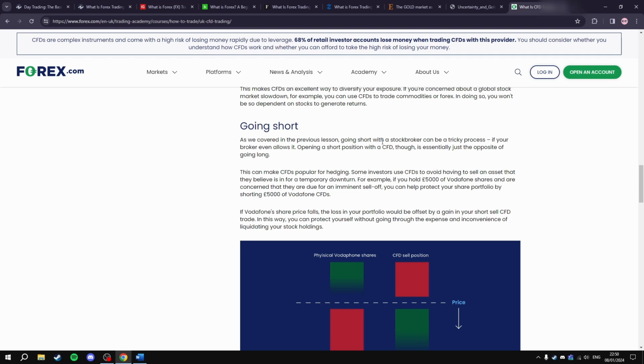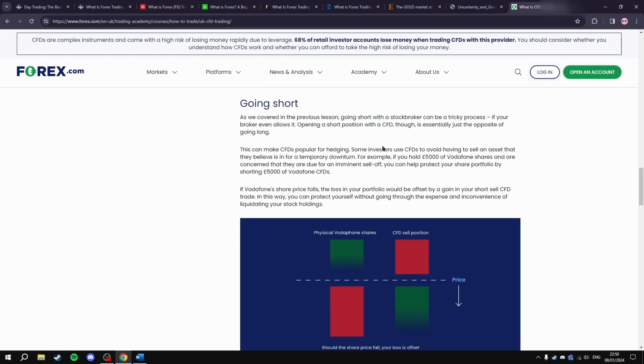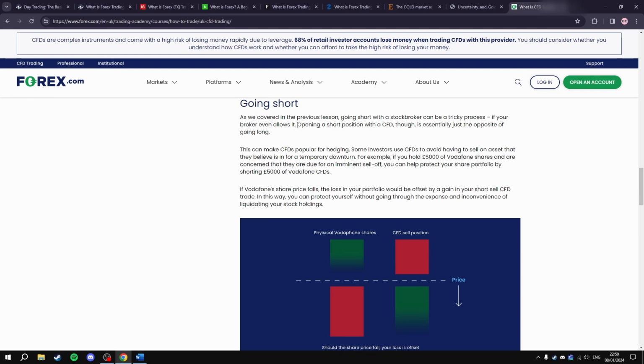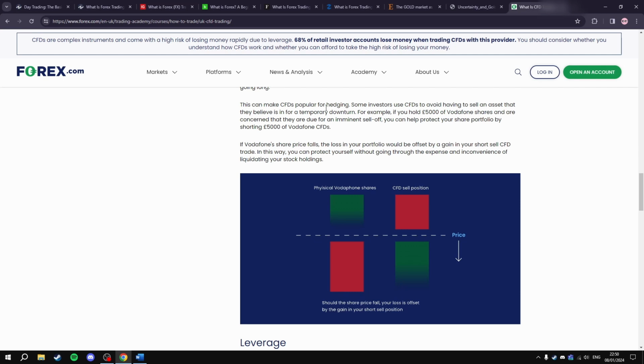Going short. As we covered in the previous lesson, going short with a stockbroker can be a tricky process, if your broker even allows it. Opening a short position with CFDs, though, is essentially just the opposite of going long. This can make CFDs popular for hedging. Some investors use CFDs to avoid having to sell an asset that they believe is in for a temporary downturn.